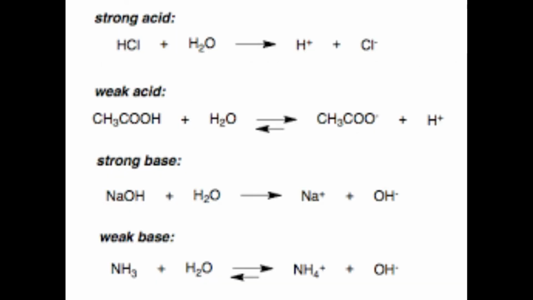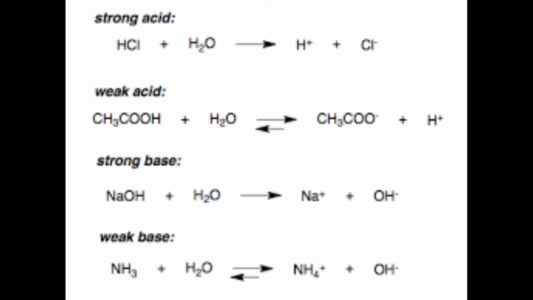Strong acids. An acid which is completely ionized in water and thus produces a large amount of hydrogen ions is called a strong acid. Example, hydrochloric acid is completely ionized in water and so it is called a strong acid. HCl gives rise to H plus and Cl minus. When this is added to water, it produces hydronium ions.